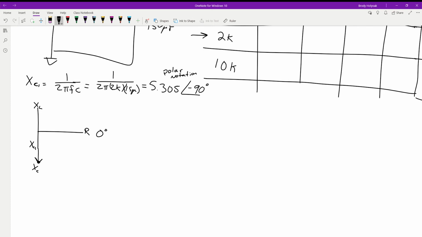Okay, so the other thing that we have, so if we have this value here, it's sitting right on this axis. What is the coordinates of that point? Rectangularly. Okay, this is our rectangular. Okay, using the notes that we talked about last week and the week before about going back and forth between polar and rectangular, we can prove that this value equals 0 minus j 5.305.